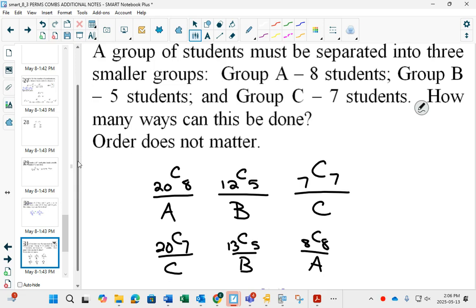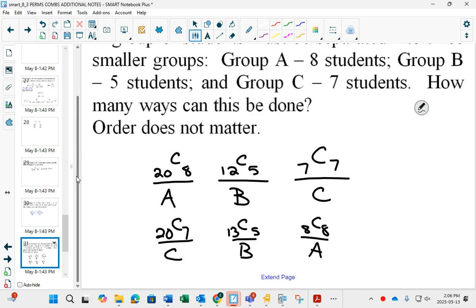Now, I'm going to do this above the first one in green. This is going to be 20 factorial over 8 factorial 12 factorial, and the second one is 12 factorial over 5 factorial 7 factorial. And the third one is 1, so I'm just going to write 1. I could write 7 factorial over 7 factorial 0 factorial.